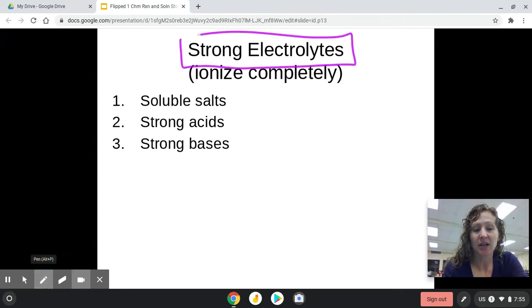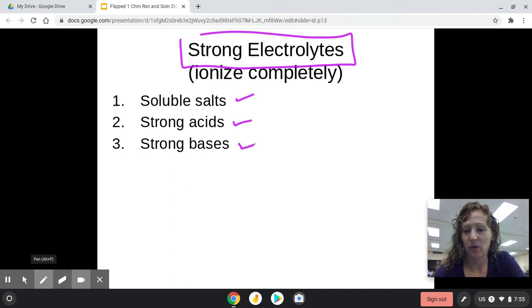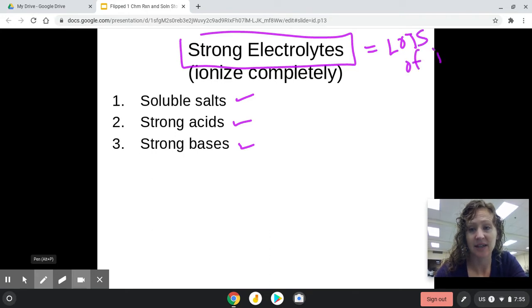So strong electrolytes include soluble salts, strong acids, strong bases. So remember, if your solution is a strong electrolyte, that means it's going to produce lots of ions in the solution. And because you have lots of ions, you're going to be able to easily carry those electrons through your solution. So there's three things that kind of fall into the category of strong electrolytes.